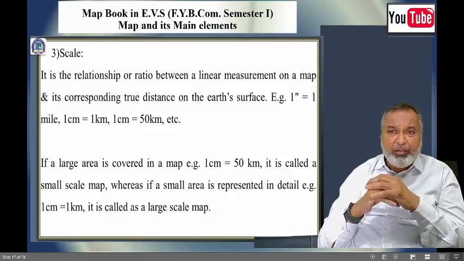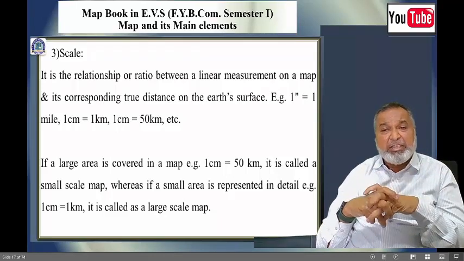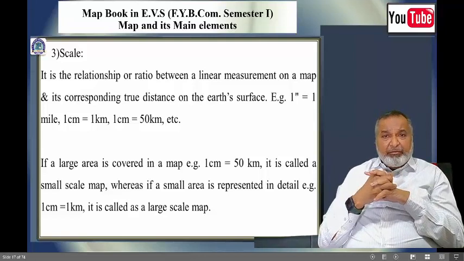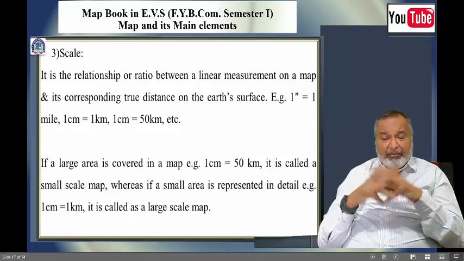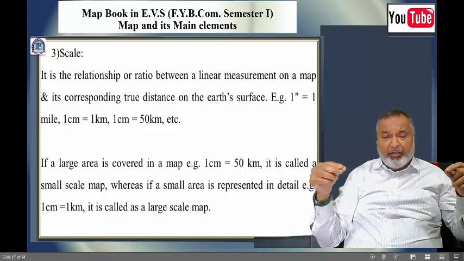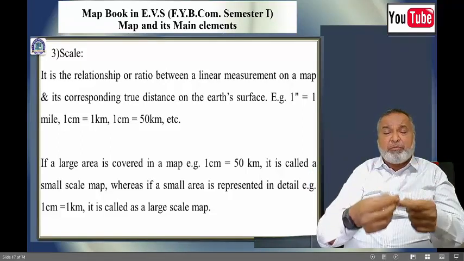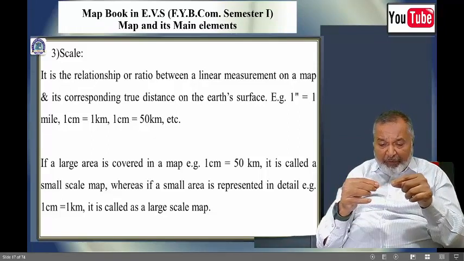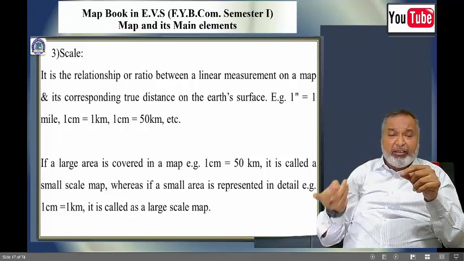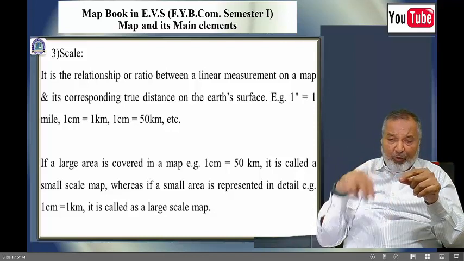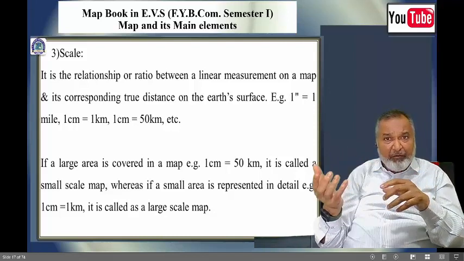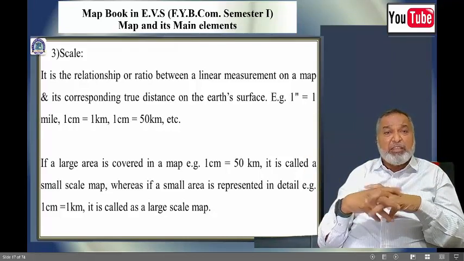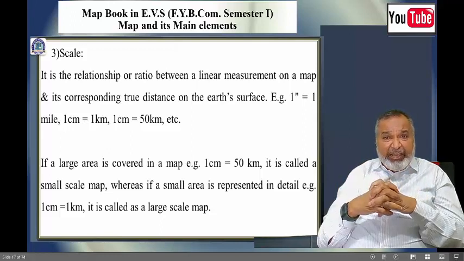The second important point you can read out from the map is the scale, that is, the scale in which the map has been prepared. In the scale we have the linear measurement of the map. Whatever actual distance is present on the ground, we want to represent it on the paper. So if you measure 1 centimeter on the paper, how much distance is equivalent between those two points on the ground? Whether it is 1 kilometer, 50 kilometers, 100 kilometers or 200 kilometers, that is the way the scale is given.